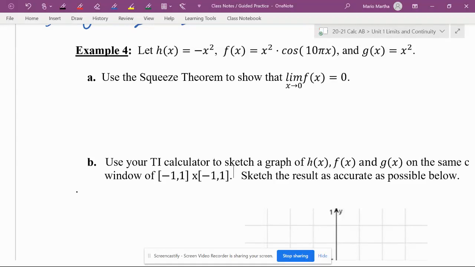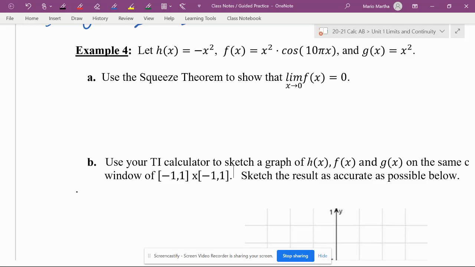Example 4: let h of x equal negative x squared, f of x equal x squared times cosine of 10 pi x, and g of x equal x squared. Use the squeeze theorem to show that the limit as x approaches 0 of f of x is also equal to 0. Again, we're given the two functions, and we're assuming that h of x is less than or equal to f of x, which is less than or equal to g of x. So f of x is in between h of x and g of x.